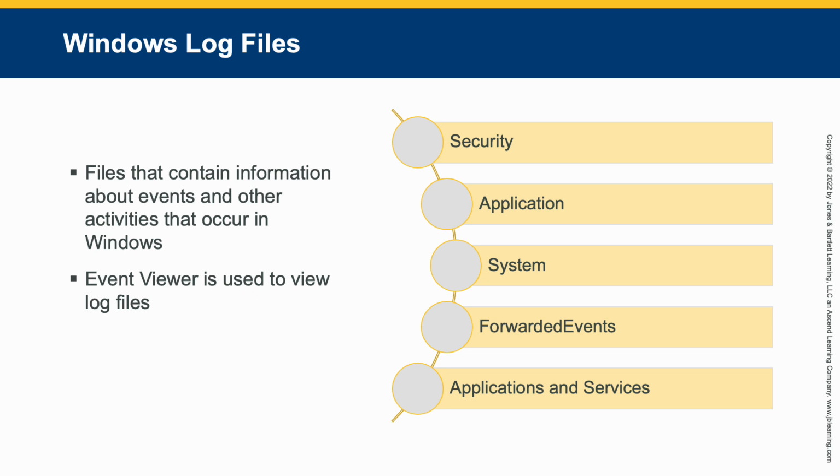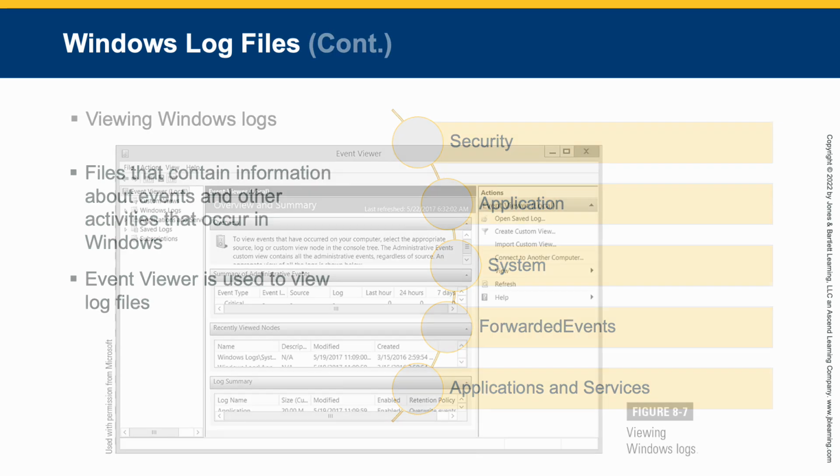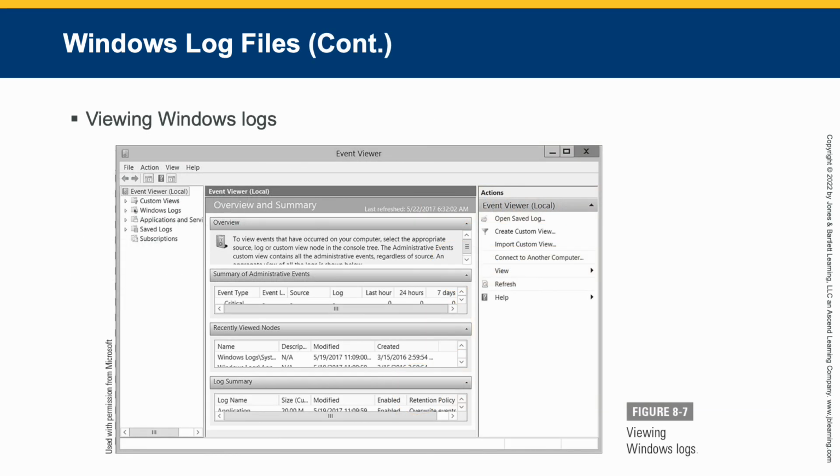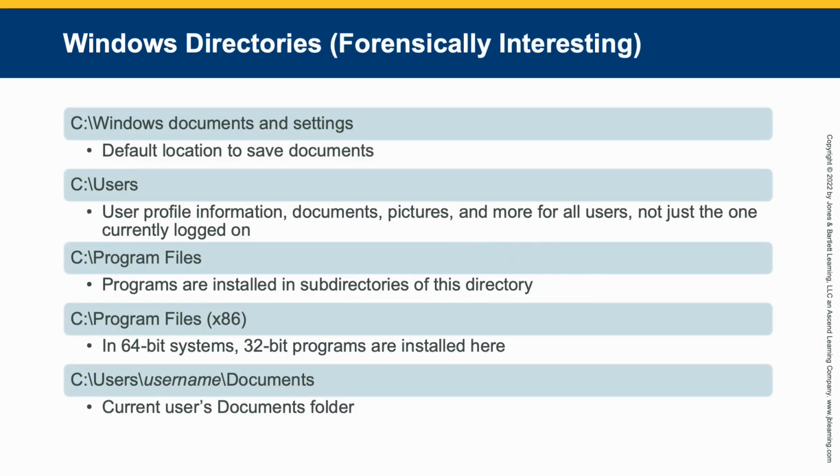Windows log files: security, application, system, forwarded events, and application and services logs contain information about events and other activities that occur in Windows. Event Viewer is used to view the log files. Windows directories are C:\Windows, Documents and Settings, Users, Program Files (x86), and Users\username\Documents.